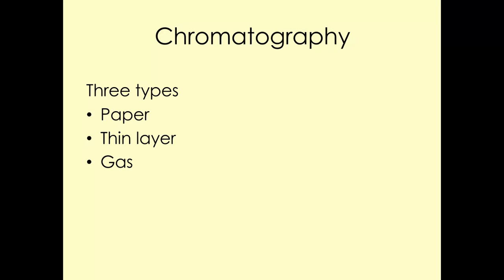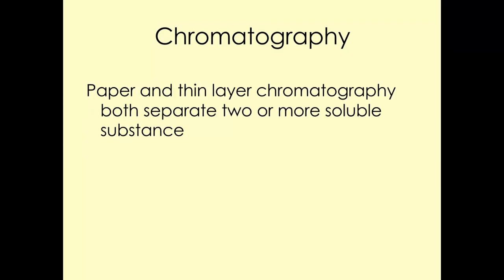First of all, the three types of chromatography that we need to know about are paper chromatography, thin layer chromatography and gas chromatography. Paper chromatography and thin layer chromatography are very similar, so we're going to deal with those together. Both of these separate two or more soluble substances.